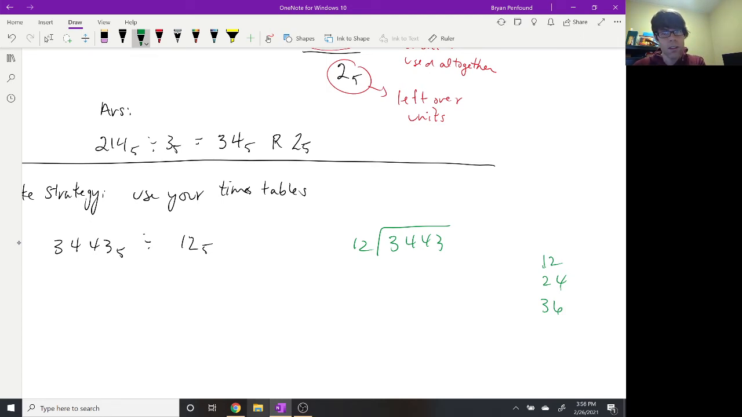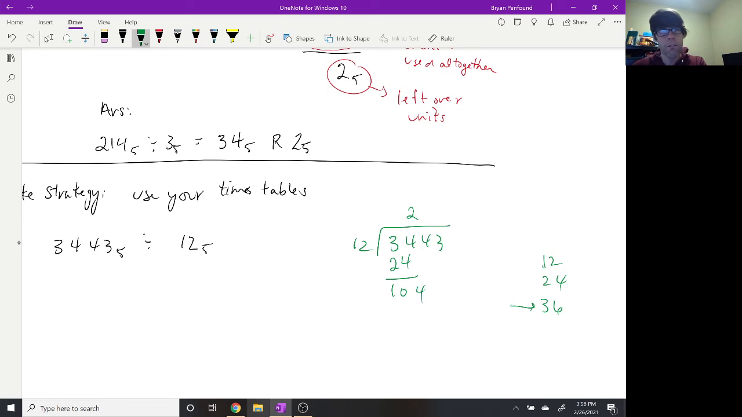So when I go to do this division, I'm looking at the number 34. How many times does 12 go into 34? Does it go 3 times? No. 3 times is too big, so we take the next smallest number. So it's going to go in 2 times, and 2 times 12 is 24, and that means there are 10 leftover objects at this particular step.